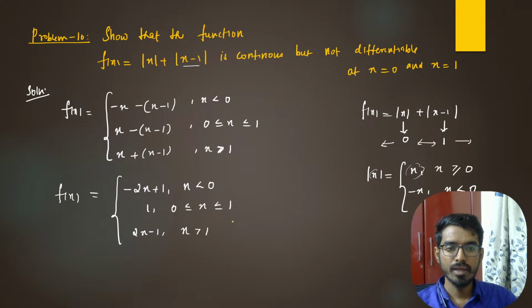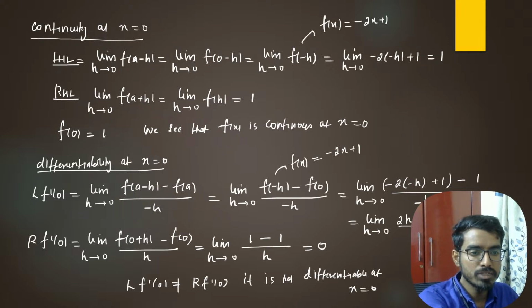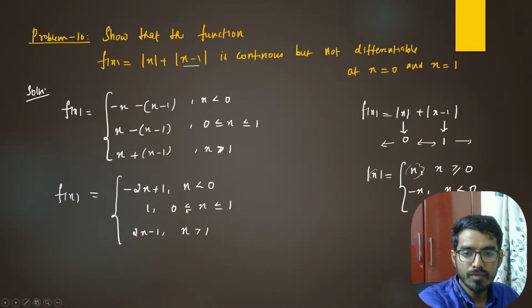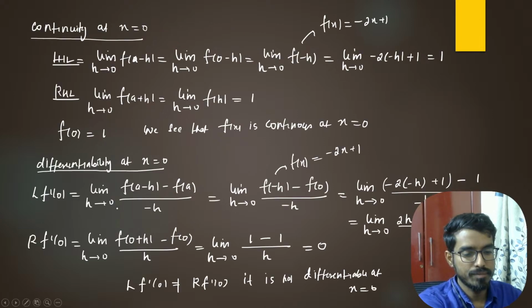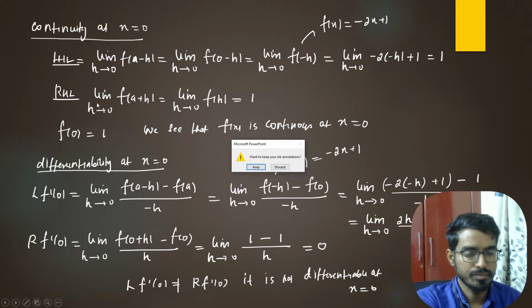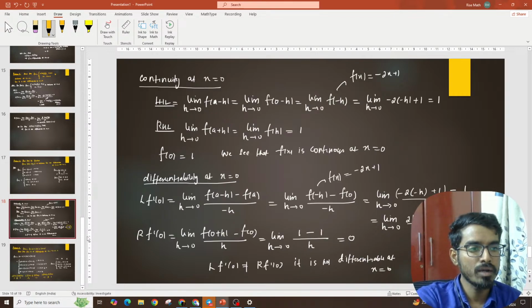Here also same only. At 0, left hand side function is minus 2x plus 1. What is the derivative? Minus 2. That is what you have got here, minus 2. And R of f dash of 0. So at 0, right hand side function is 1. If we differentiate 1, it will be 0. That is what you got as 0. Right? Okay. You can check whether you did it correctly or not using the shortcut.